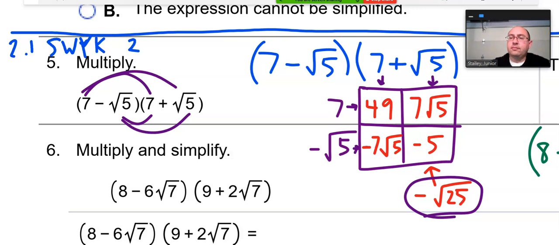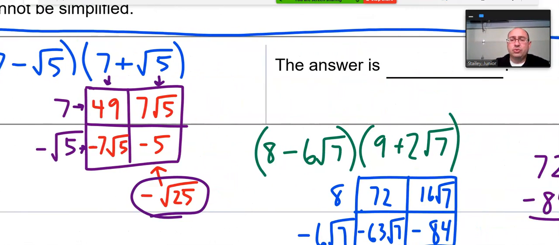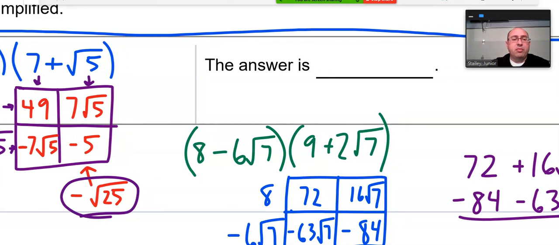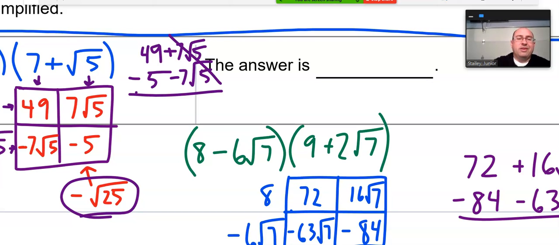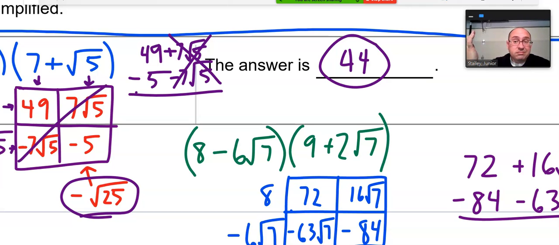Now, to add those things together, I probably didn't do that anywhere, so let's do that now. We've got 49. We've got 7 radical 5. We've got negative 7 radical 5. And we've got negative 5. Well, of course those two things cancel. And all we have left is 44, right? 49 take away 5. Now, you can also just do this. Makes my life a little bit easier.